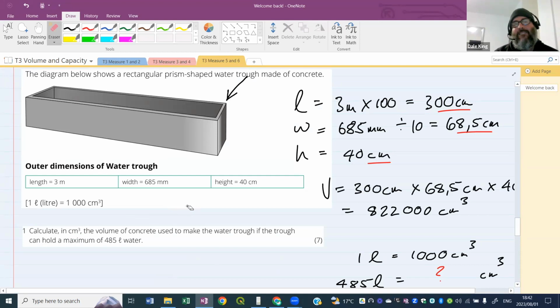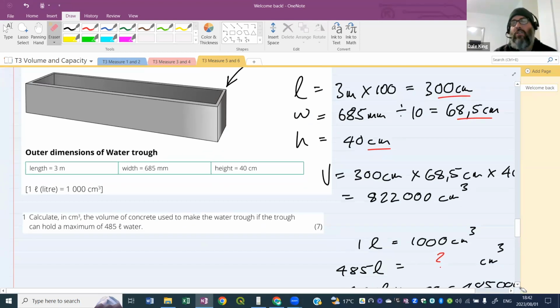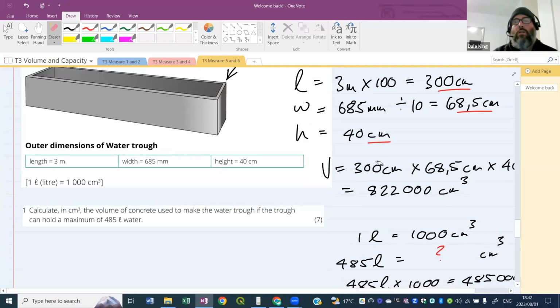I don't know if it's a correct answer, but that's how I know. You're on the right track. So we've got two values here.